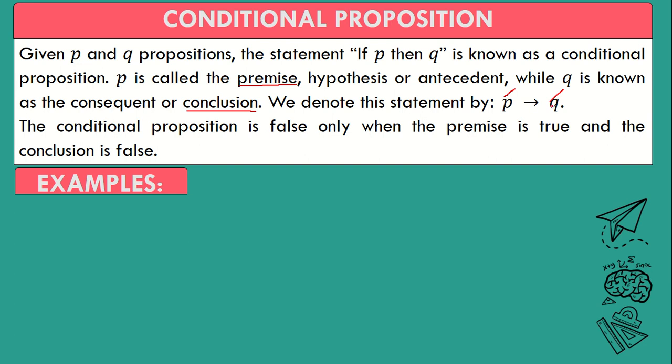Remember our discussion last time. We have the term premise, which points to the conclusion. Now, there's only one case for the conditional proposition to become false: only when the premise is true and the conclusion is false. So take note of that. There's only one case for this to become false, when the premise is true and the conclusion is false.